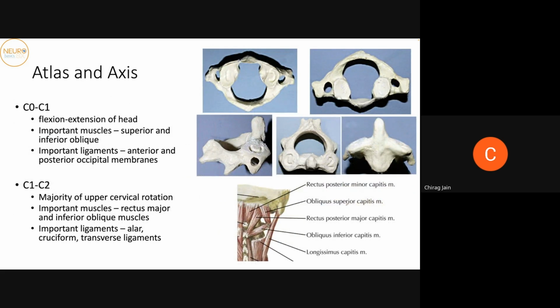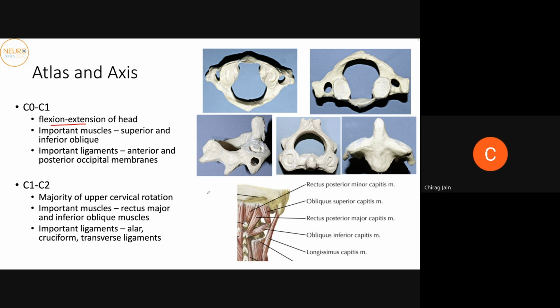Okay, so just a brief description of the craniovertebral junction. We've already discussed this in detail. You're welcome to refer to the previous videos for that. The atlas and the axis form the craniovertebral junction. C0-C1 is basically the joint between the occipital condyles and the atlas. It's primarily responsible for flexion extension of the head. It does not really allow for rotation.